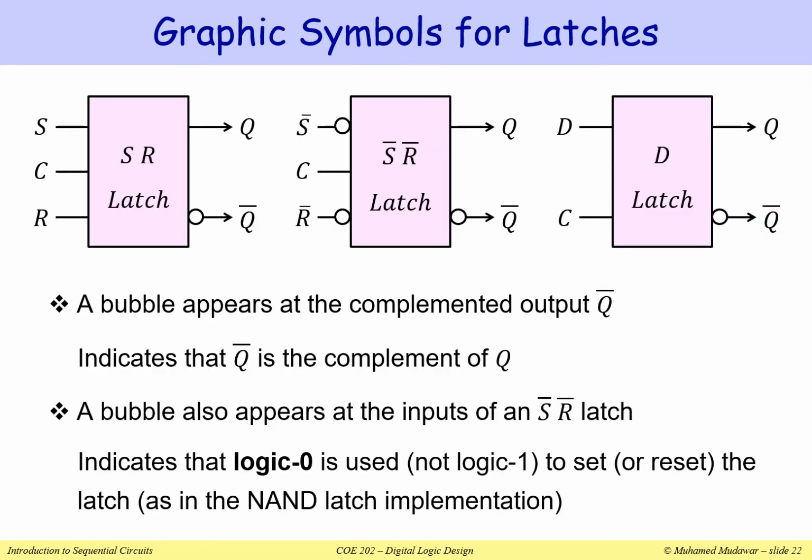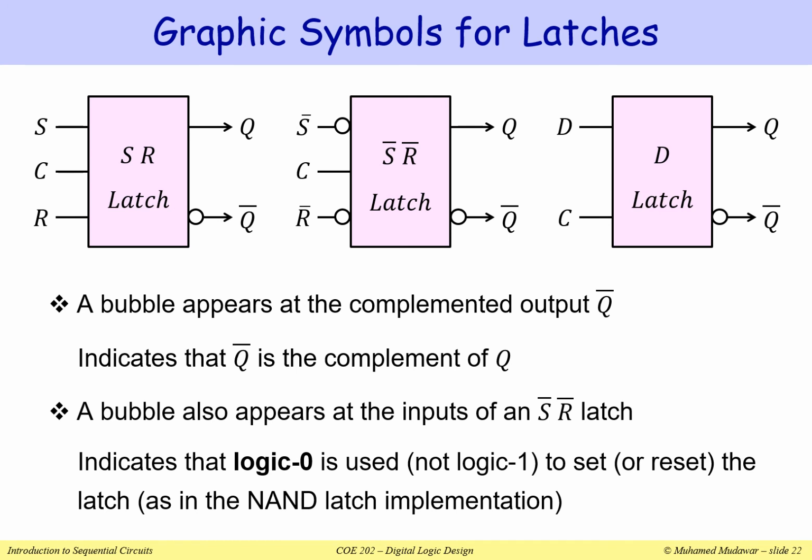So this is the graphic symbol for an SR latch. In addition to S and R, there is also a C input, so it has 3 inputs in total. It has 2 outputs, Q and Q bar. Notice the bubble, or small circle, at the output. It indicates that the output is inverted. So we get a Q and we get a Q bar.